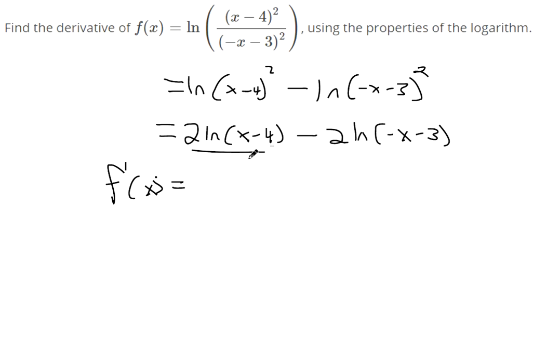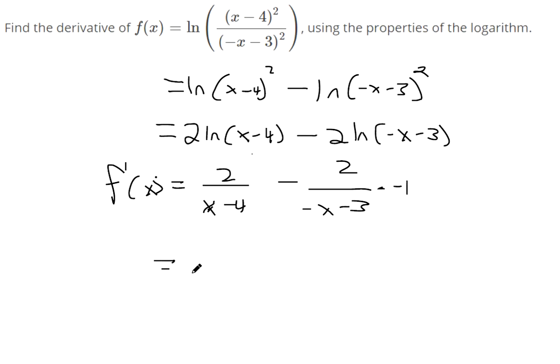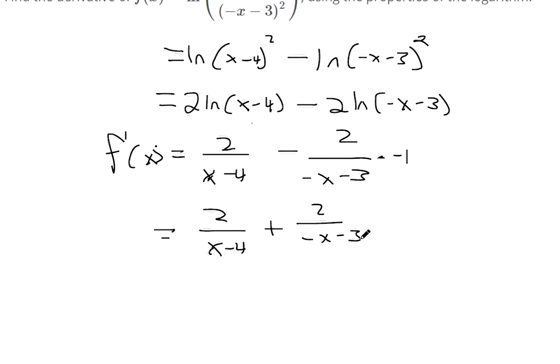So the derivative of this is 2 over x minus 4, and then normally this is where we do the chain rule, but the derivative of the innermost function is just 1. So nothing to write there. Then here, it's 2 over negative x minus 3. Now the derivative of the innermost function isn't nothing, it's a negative 1. So we've got 2 over x minus 4 plus 2 over negative x minus 3.